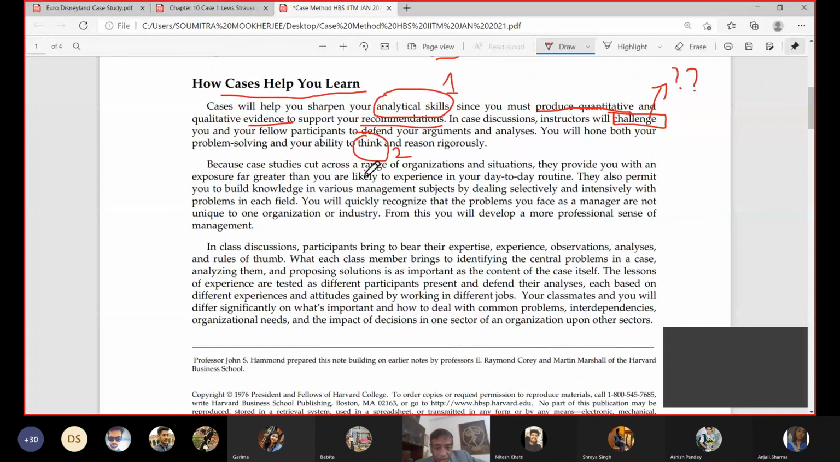Because case studies cut across a range of organizations and situations, they provide you with an exposure far greater than you're likely to experience. They permit you to build knowledge. So this is point number 3. They make you analyze better. They make you think better. They enhance your knowledge through the application quotient.